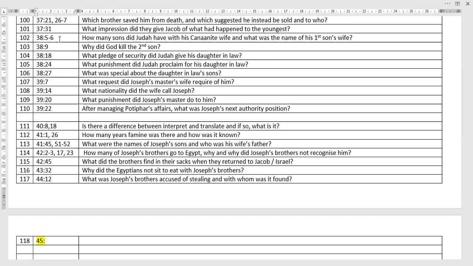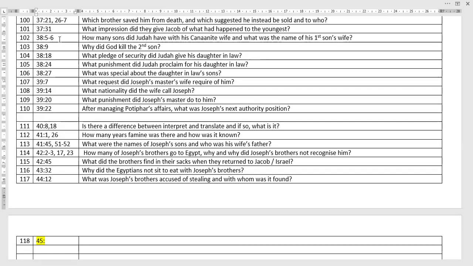Question 109. What punishment did Joseph's master do to him? They put him in prison, and you know the story about the dreams he had. Question 110. After managing Potiphar's affairs, what was Joseph's next authority position? He was made a kind of head in the prison guard, not head, but he's given some authority there. Have a read of it.